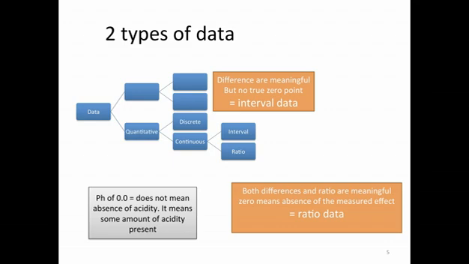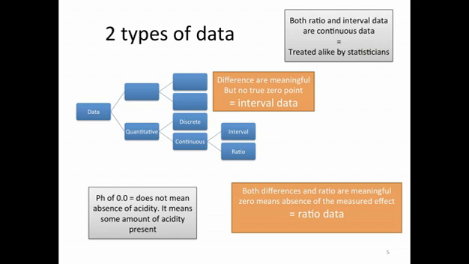In fact, the ratio versus interval differentiation is almost never needed in social and medical research. So most interval data are treated in par with ratio data by statisticians. As long as you know that your data is of continuous type, you can choose certain statistical tests.